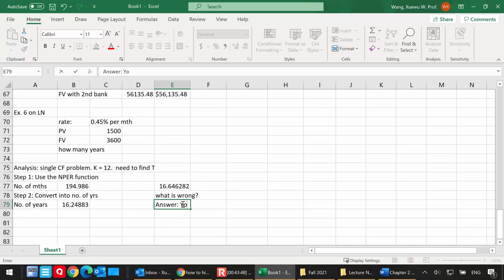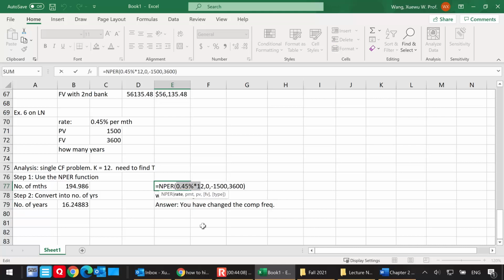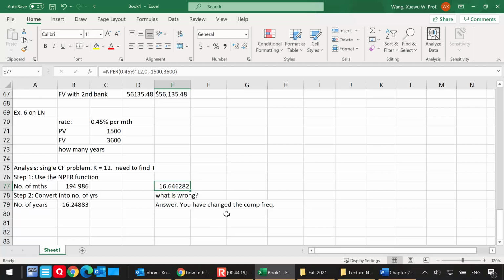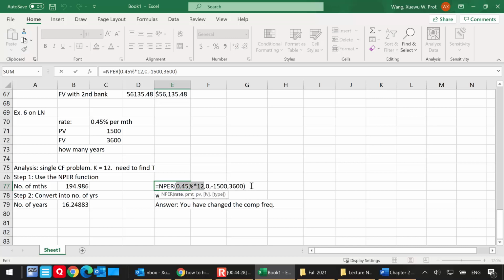Why is that? The answer, or the catch here, is you have changed the compounding frequency. Okay? The question says you actually earn interest every month. So you're dealing with monthly compounding. And what you're doing here is you convert the monthly interest rate into an annual rate. So you have manually changed the monthly frequency into annual compounding. And that's not appropriate. Okay, so you cannot do that. Of course, if the question says you're actually earning interest every year instead of every month, then this would be the right thing to do.